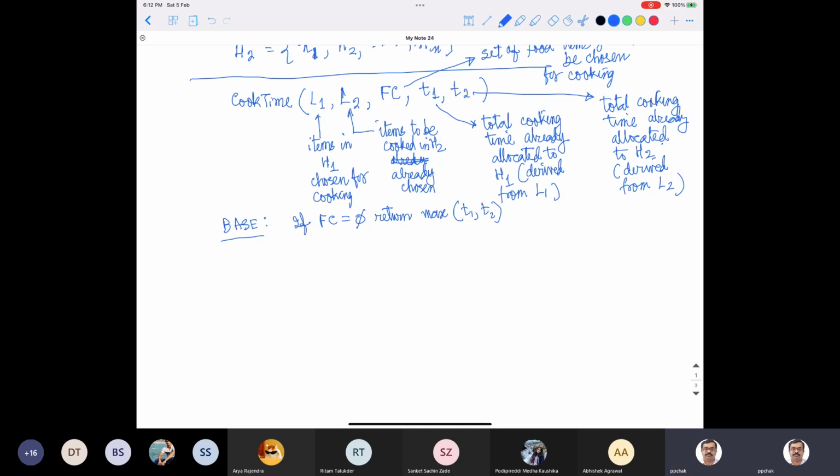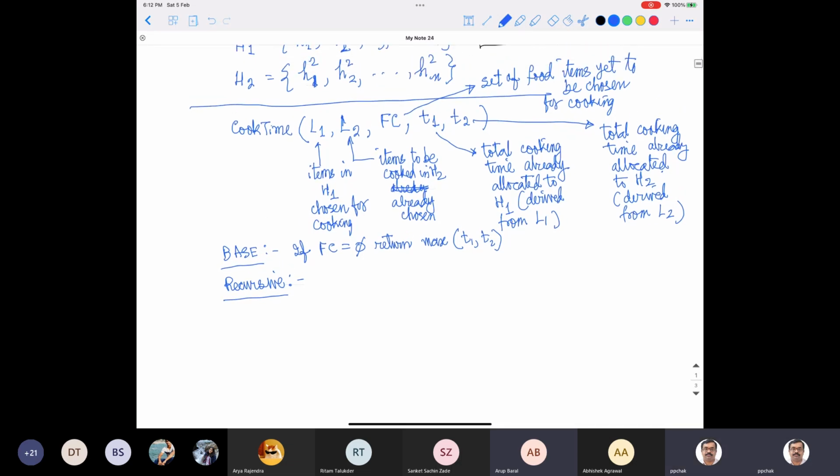Any other base condition? Anybody? No, sir. Now write down the recursive condition. Tell me. What is the recursive condition? Choose one from either L1 or L2. No, not L1, L2. L1 and L2 are already allocated. Whom do you have to choose from? FC, sir. FC. Correct.